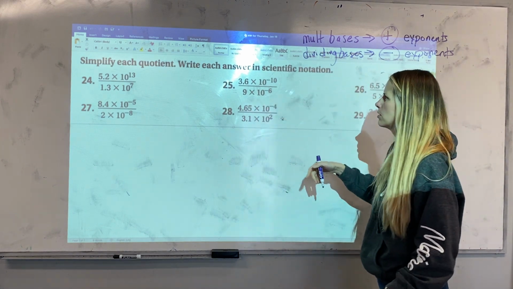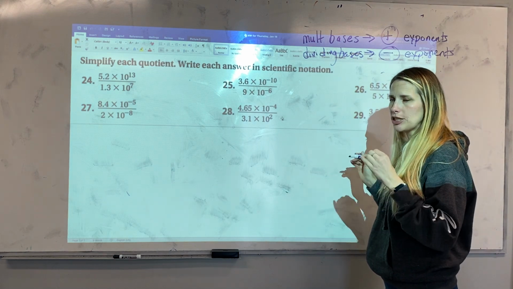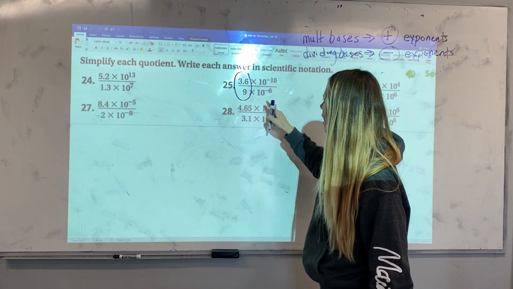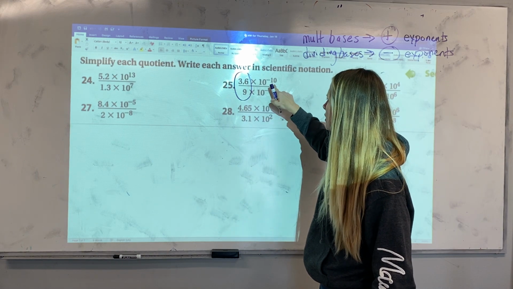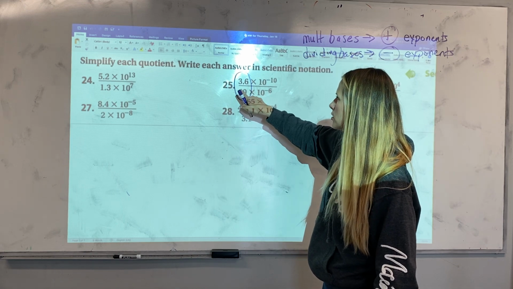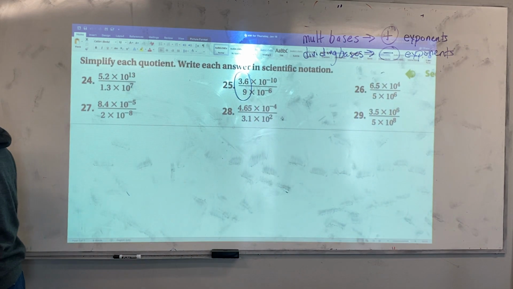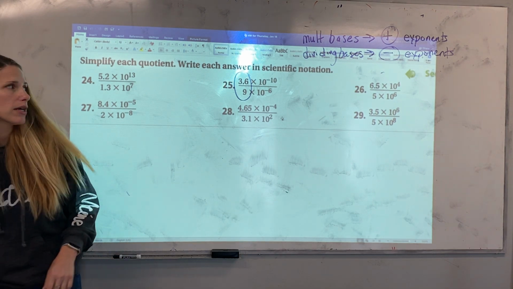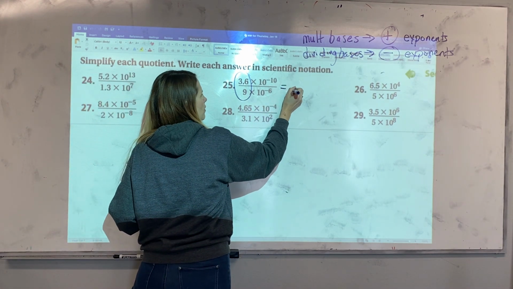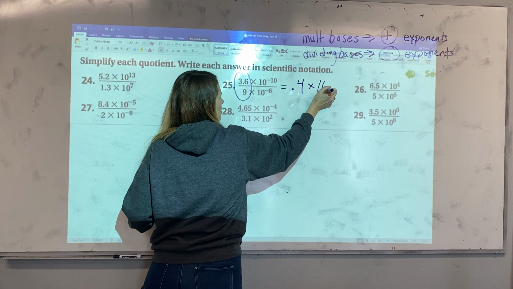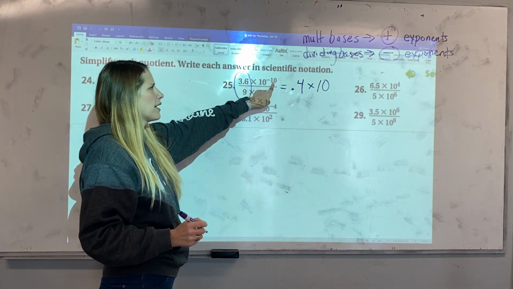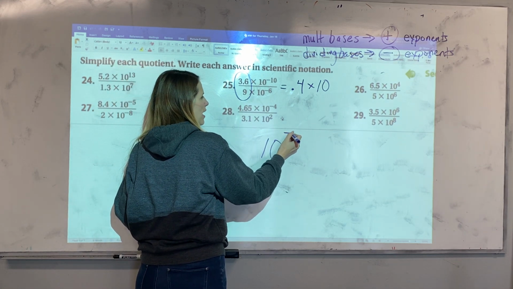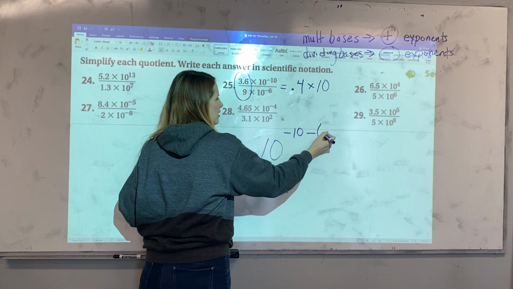Number 25. We're going to do the same rules that we just did. We're going to divide our numbers, and then with our same bases, we're going to subtract our exponents. So first things first, 3.6 divided by 9. Is that 0.4? Let's see. 3.6 divided by 9 is 0.4. Times 10 to the negative 10 minus negative 6.